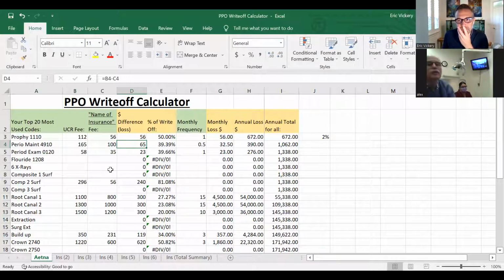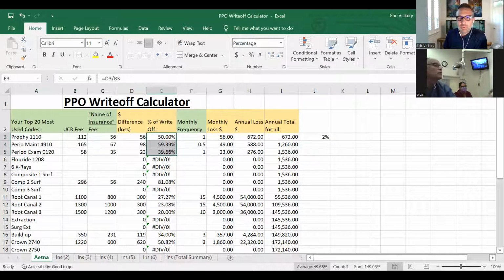Okay. 49. So periodontal maintenance from Aetna, $67. Wow. So when this patient comes in, we'll talk about how that gets paid. But if you look at this average percentage write-off right here, you're writing off 50% on these 3 codes to be in network with this plan.